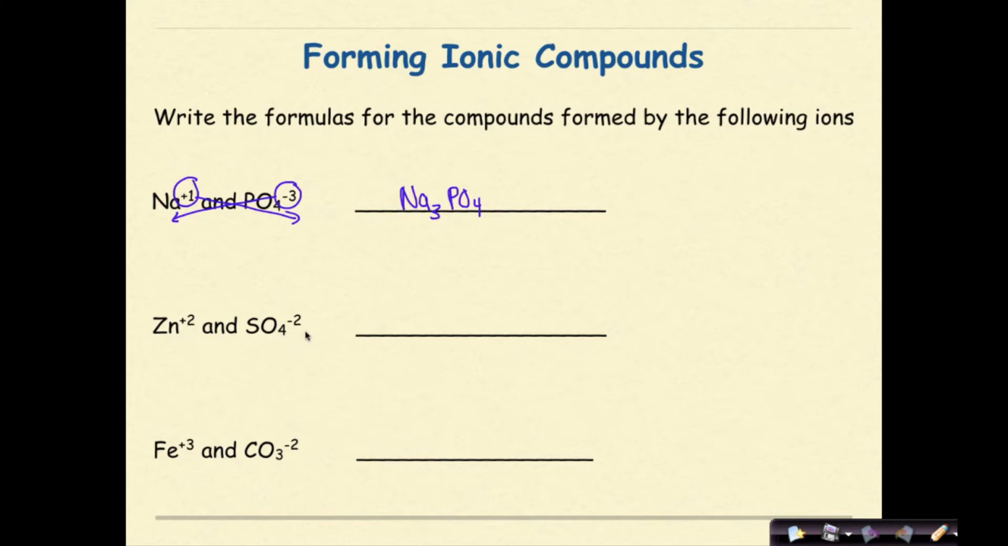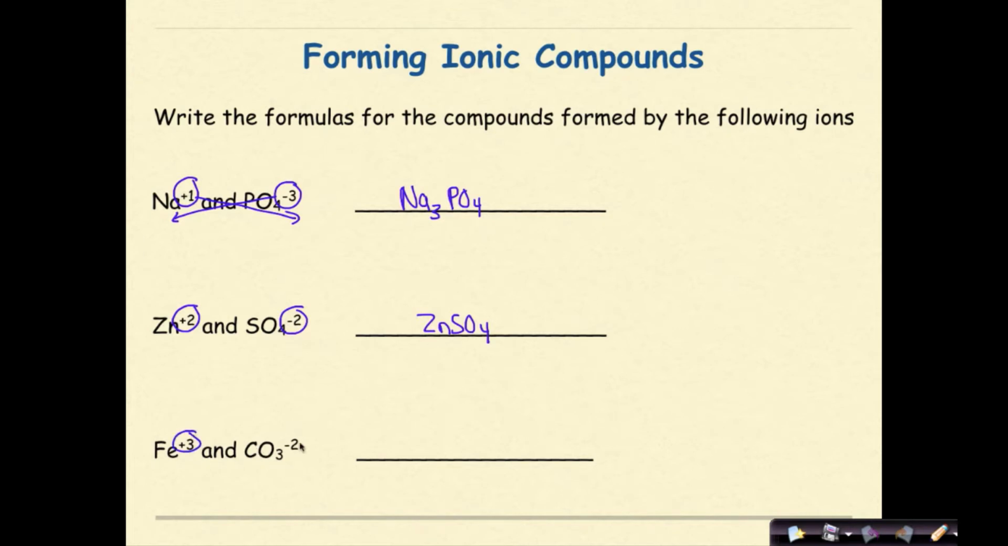Zn+2, SO4 -2. Here it's pretty easy. You can recognize that we have a +2 and a -2, and they're automatically going to cancel each other out. So we're just going to have ZnSO4. No need to cross down because the +2 and the -2, again, will just cancel each other out.